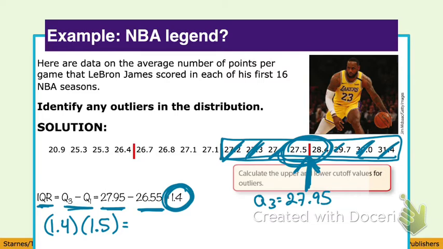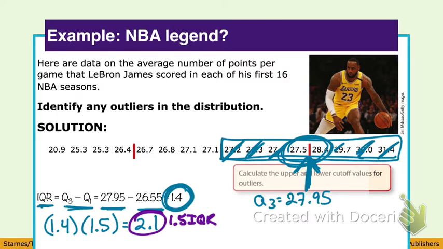What is 1.4 times 1.5? 2.1. All right, so this number right here, there's not a fancy name for it. It's literally just the 1.5 IQR number. I took the IQR and multiplied by 1.5.